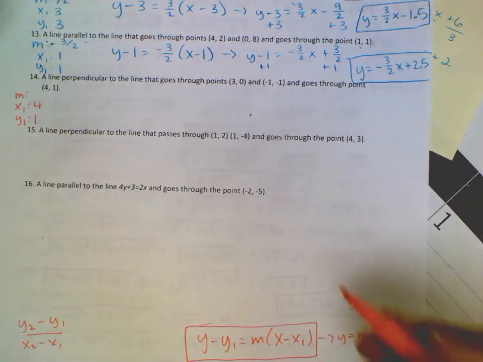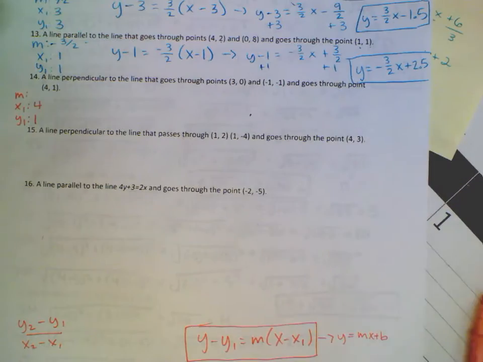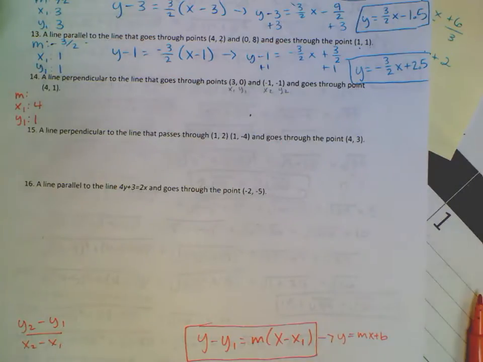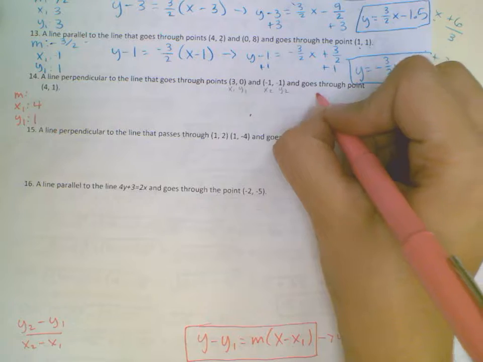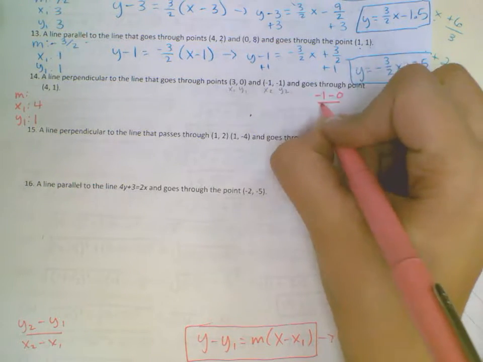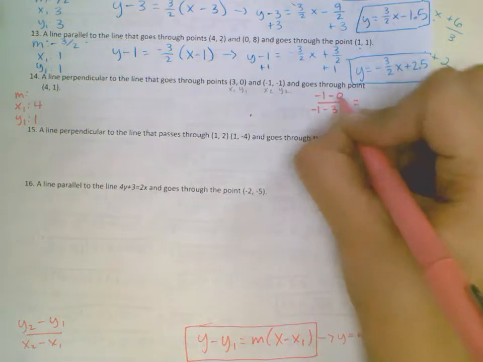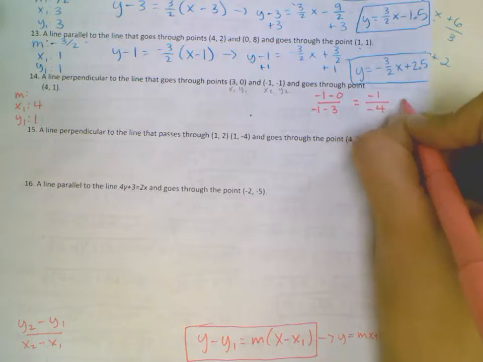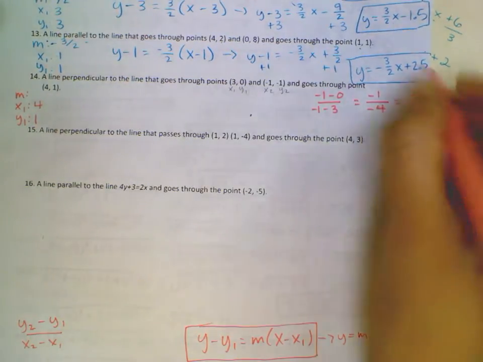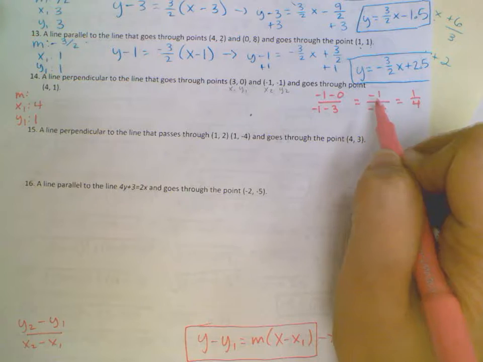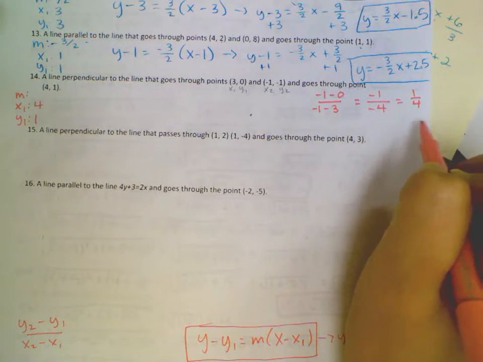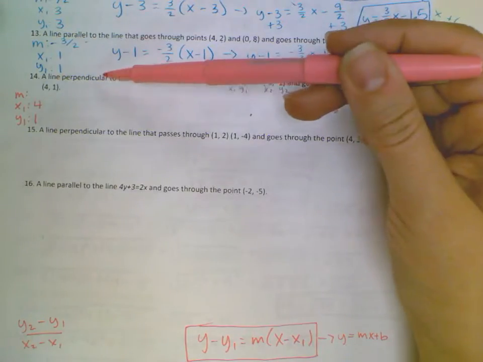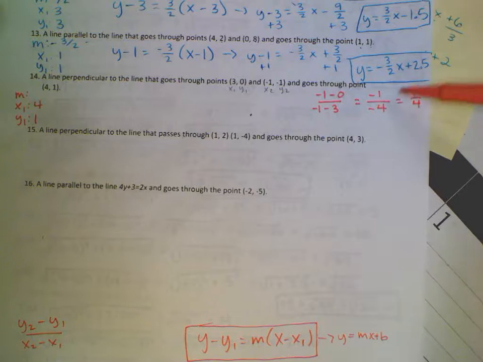So the slope of those two will be y2 minus y1. So I can call this x1, y1, x2, y2. And I can do y2, which is negative 1 minus 0, over negative 1 minus 3. Negative 1 minus 0 is going to be negative 1. Negative 1 minus 3 is negative 4. So the slope of the line that goes through these is 1/4. So if I have a negative divided by a negative, that becomes positive. So the opposite reciprocal is what I'm going to be using for the perpendicular slope.